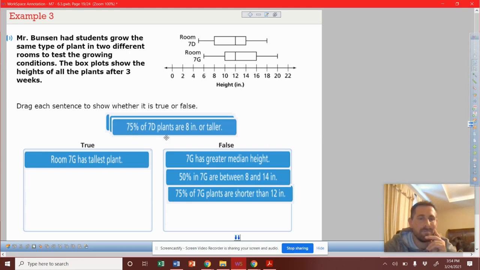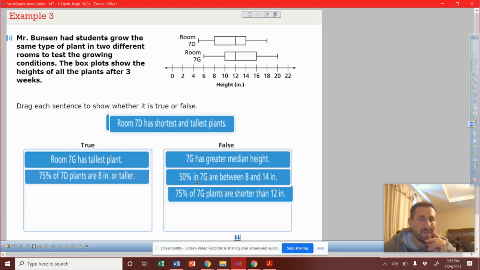75% of 7D plants are 8 inches or taller. So let's look at 7D plants. We have our first 1/4 right here. It does hit 8, and then everything else is above 8. So that means 75% is in the 8 or taller group.